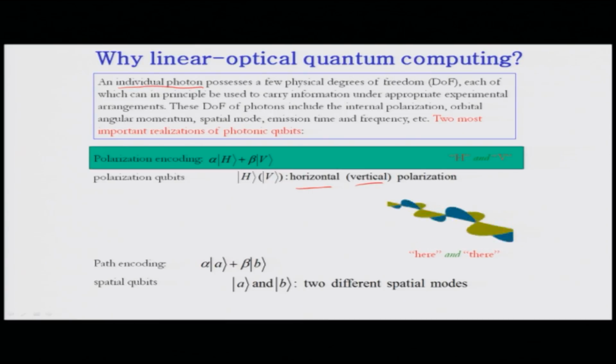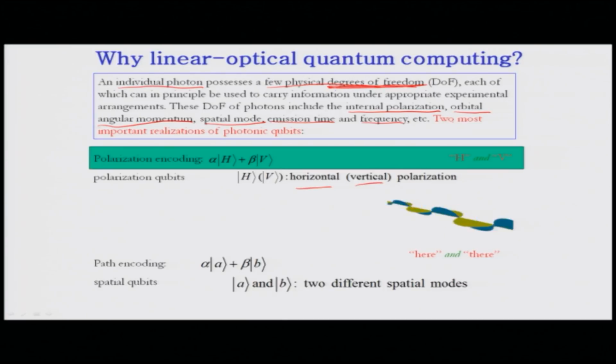So, here is the basic idea. An individual photon possesses a few degrees of freedom, each of which can in principle be used to carry information under appropriate experimental arrangements. These degrees of freedom include internal polarization, orbital angular momentum, spatial mode, emission time, frequency, etc.